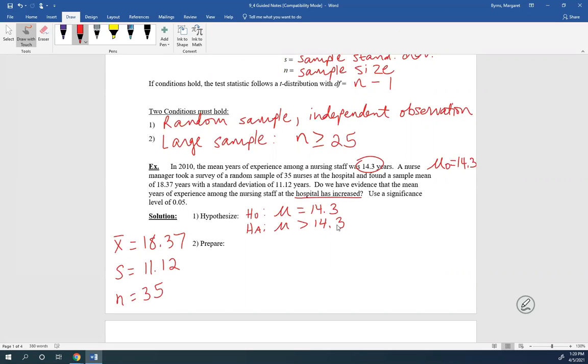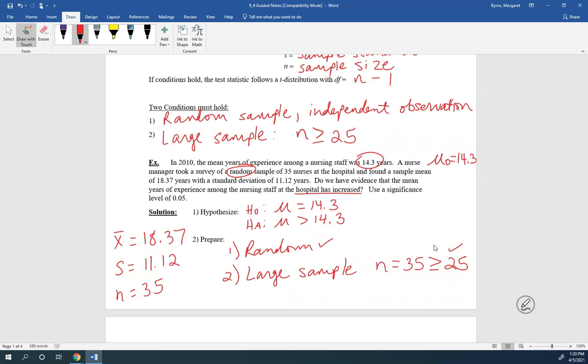The prepare step, let's go ahead and just verify that the two conditions above are met. First, they told us it was a random sample, and by that we can assume independence as well. And is the sample large enough? Yes. How large does it need to be? It needs to be at least 25 observations, and it is because n is 35, which is of course more than 25, so we are good to go there. Sample's large enough.